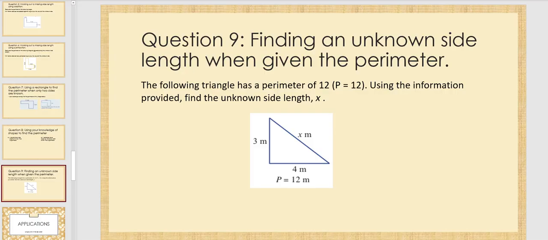And the last question for this session, question 9, we are finding an unknown side length when given the perimeter. So the following triangle has a perimeter of 12. So we can see P equals 12. P stands for perimeter. Using the information provided, find the unknown side length X. So we've used X as the unknown side length. We could have used A or B or any letter or symbol. It's just saying, I want to know what X is. X is a number. What is it?